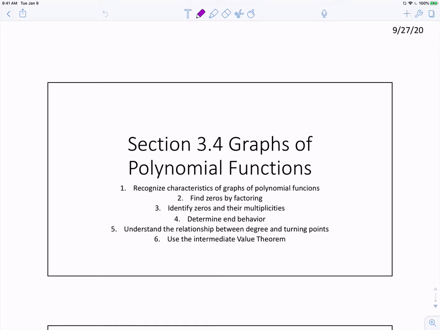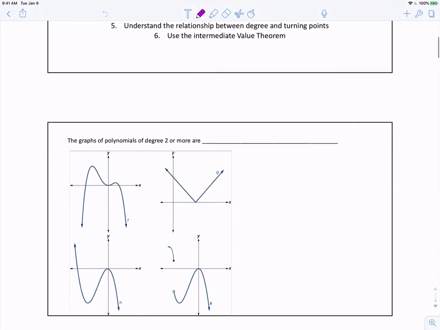Section 3.4, Graphs of Polynomial Functions. In this section, we're going to learn how to recognize characteristics of graphs of polynomial functions, find zeros by factoring, identify zeros and their multiplicities, determine the end behavior of polynomial functions, understand the relationship between degree and turning points, and finally use the intermediate value theorem.